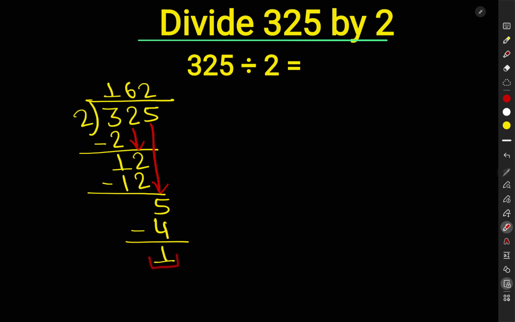So now this 1 is less than 2 and there is no number beside. So we put here a decimal so that we take 0. So now it became 10 and 2 times 5 means 10. On subtracting we get 0.